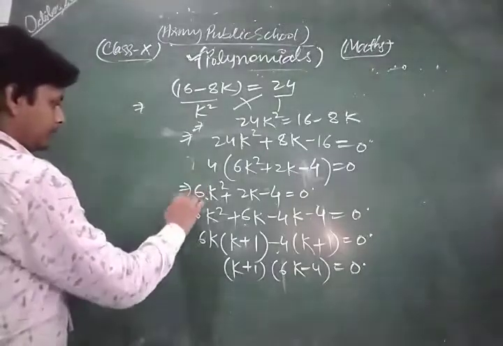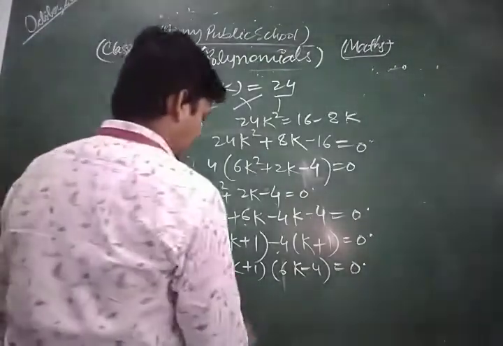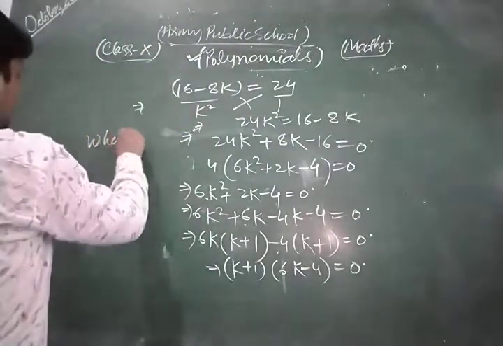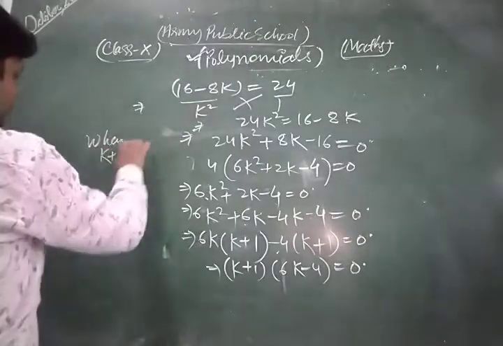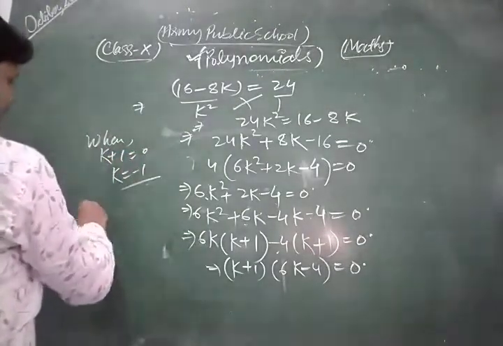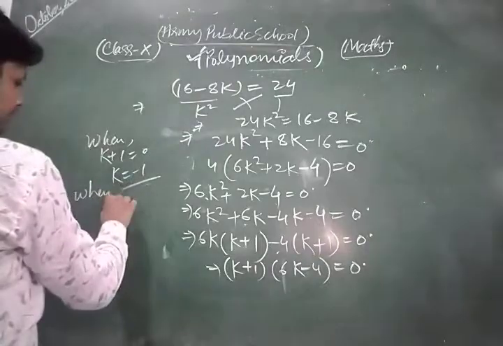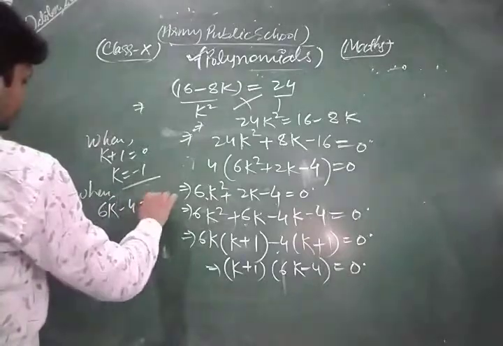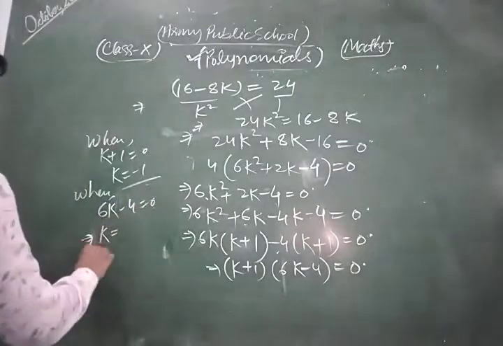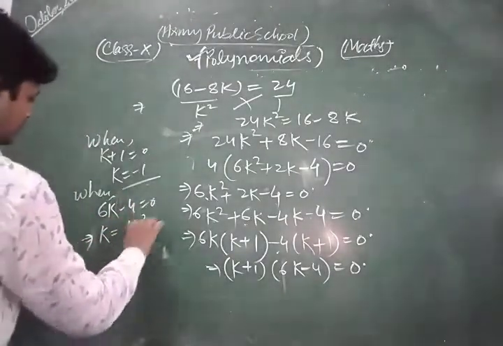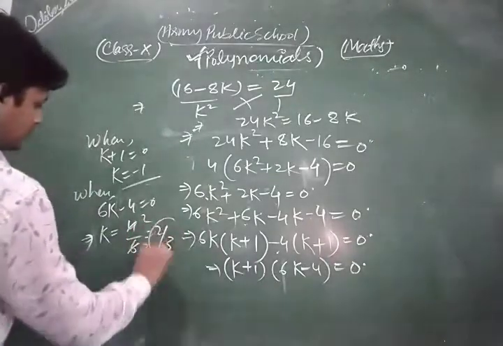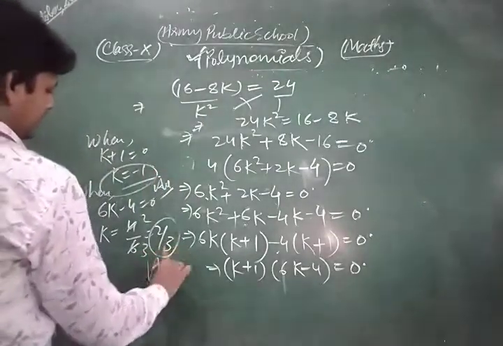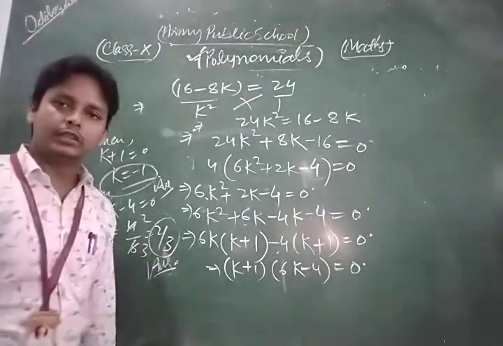Now, when k + 1 = 0, k = −1, and when 6k − 4 = 0, that is k = 4/6, which is 2/3. So k = 2/3 and −1. This is the required solution of the given question.